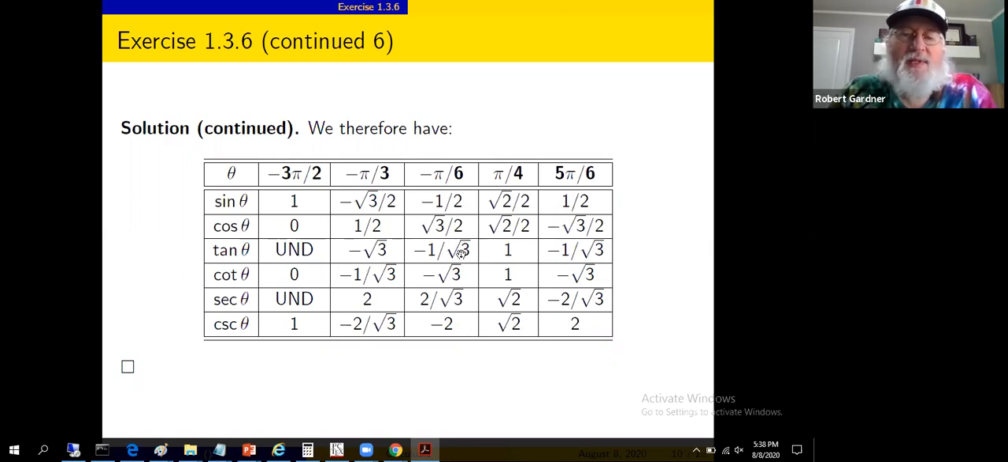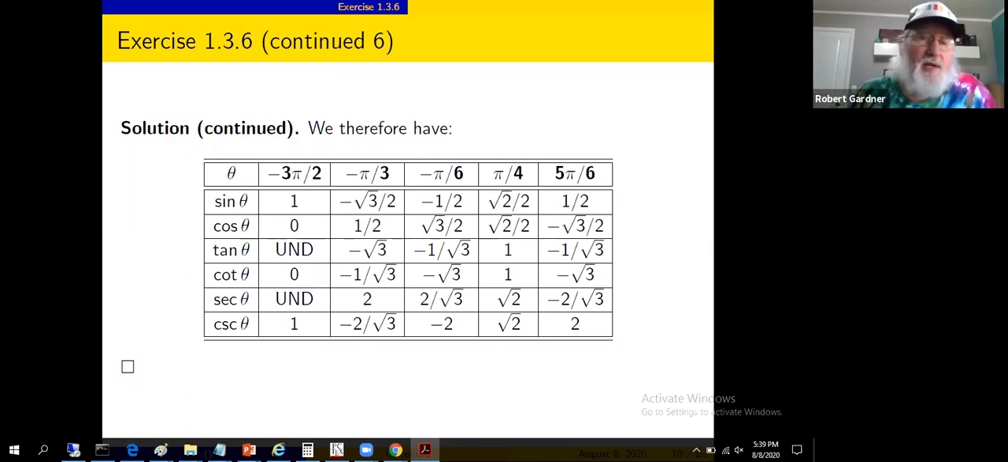For example, tangent and cotangent should be reciprocals of each other, and they are. Cosine and secant should be reciprocals of each other, and they clearly are. Good thing I didn't rationalize that denominator. Sine and cosecant should be reciprocals of each other, and they are. So I can see some of those reciprocal relationships when I look at the table.